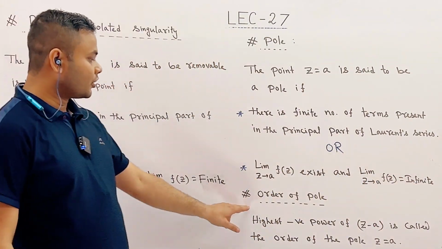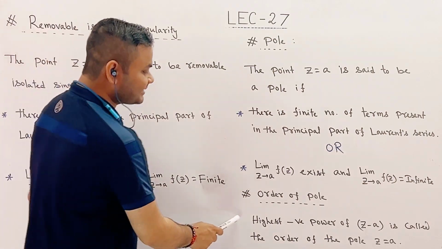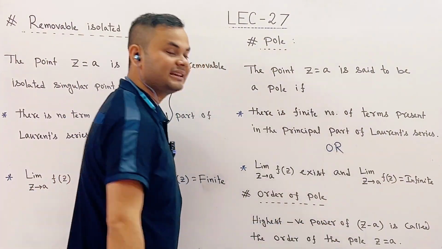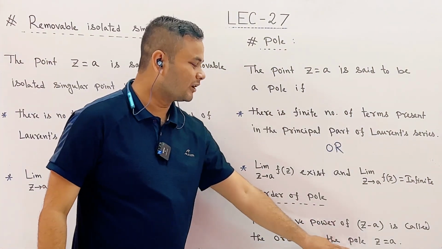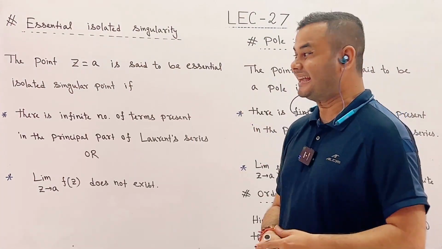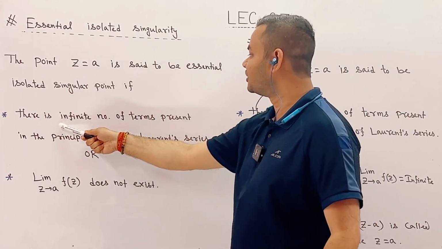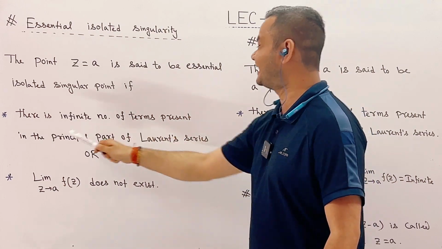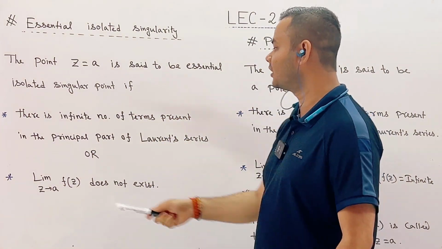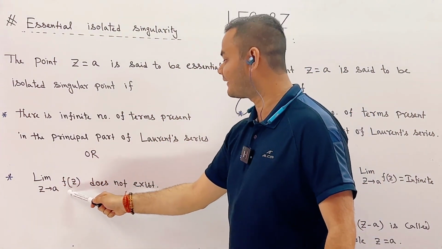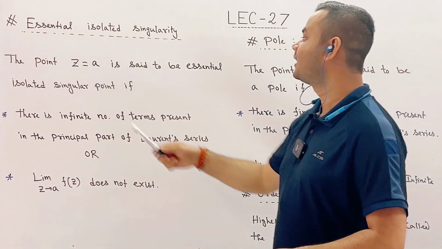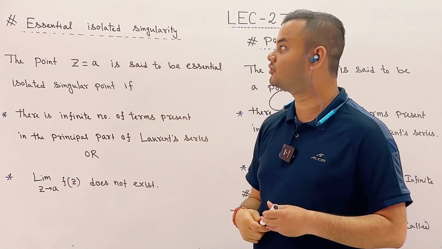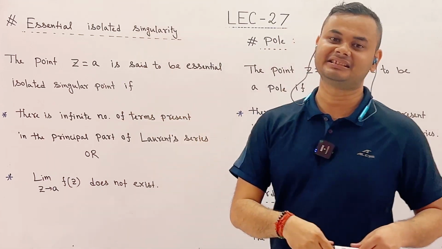Next topic is order of a pole. The highest negative power of z minus a is called the order of the pole z equal to a. Again, if there is infinite number of terms present in the principal part of the Laurent series, or limit z tends to a f of z does not exist, then the point z equal to a is said to be essential isolated singular point. Okay?